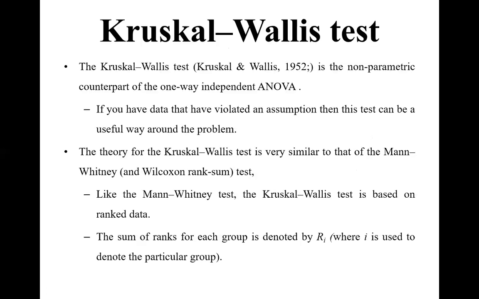Then next is the Kruskal-Wallis test. The Kruskal-Wallis test compares more than 2 samples. The Kruskal-Wallis test is a non-parametric counterpart of the one-way independent ANOVA. If you have data that have violated the assumptions, what are the assumptions? The data should be normally distributed and the data should be homogeneous.